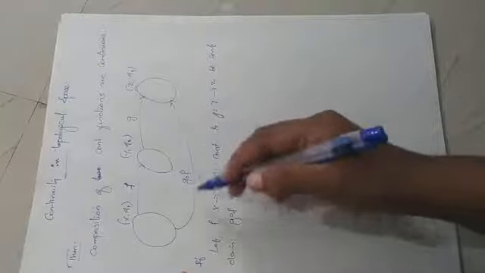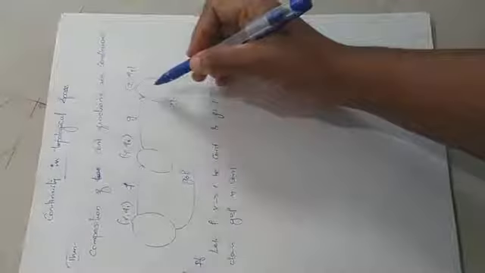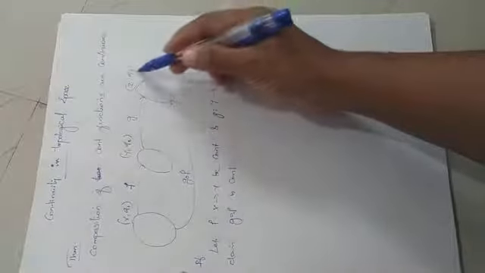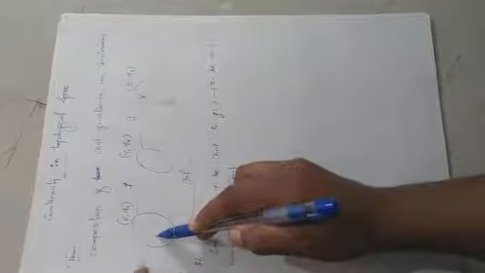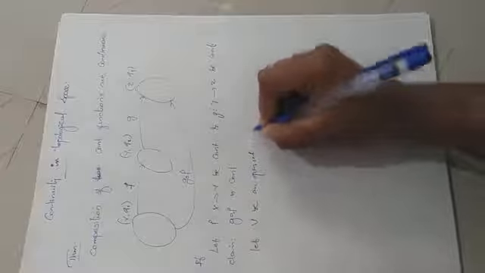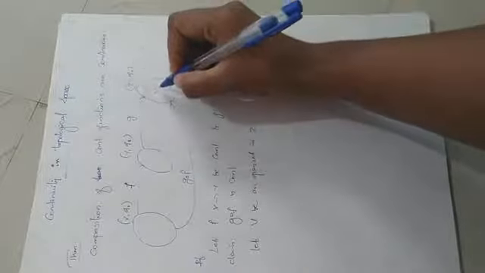To prove the inverse image of an open set is open, we have to consider one open set in Z with respect to τ3, and we want to prove that the inverse of that open set under g composition f will be open in X. So let V be an open set in Z. That means V belongs to τ3.